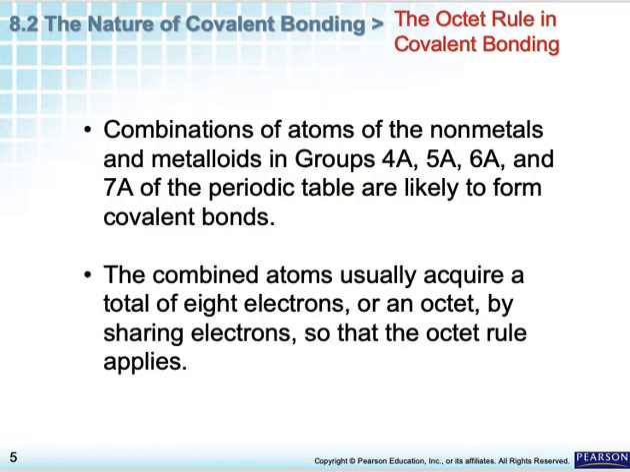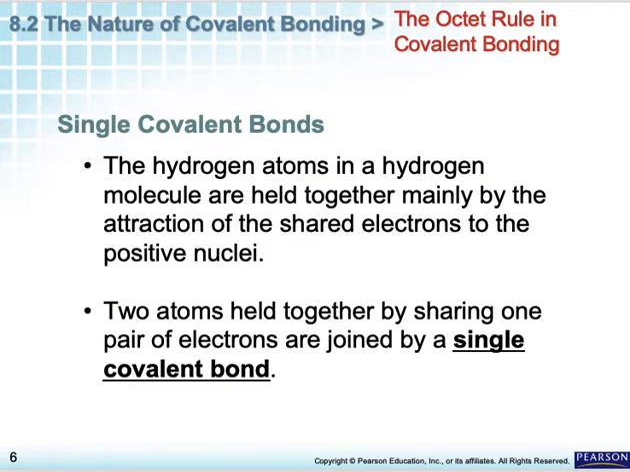So, the groups that generally form these kinds of bonds are in the nonmetals and metalloids, so groups 4A, 5A, 6A, and 7A. They combine to acquire a total of 8 electrons, or an octet, by sharing electrons. So the octet rule applies.